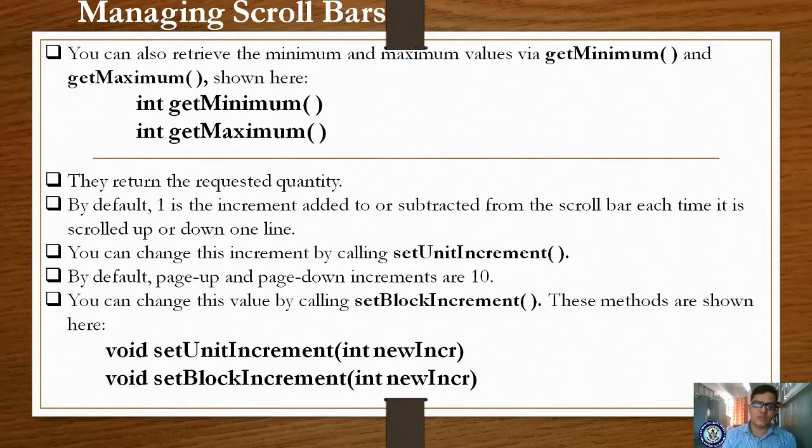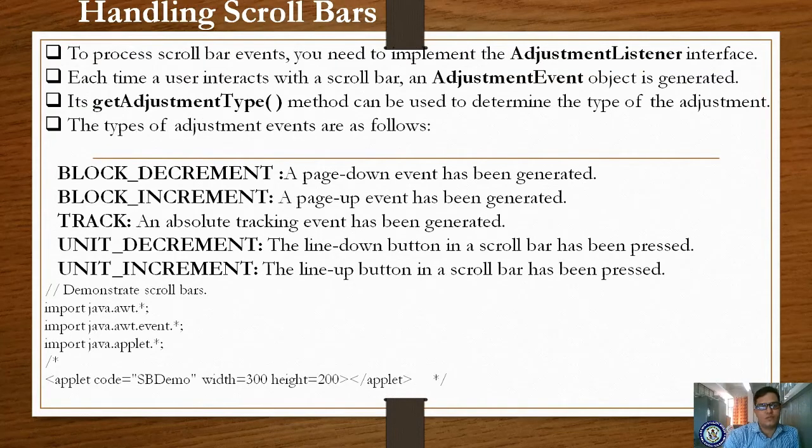So by using these two methods you can increment or decrement the value of scroll bars. If you want to increment or decrement the scroll bar values, you are supposed to use void setUnitIncrement and void setBlockIncrement. Here you specify the amount, and according to your specification the thumb will be moved in either direction, right?